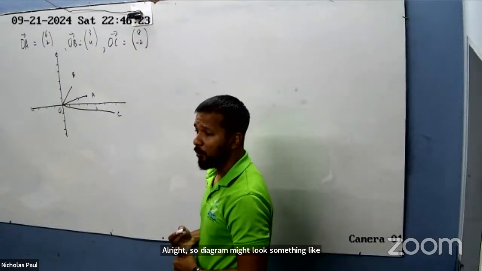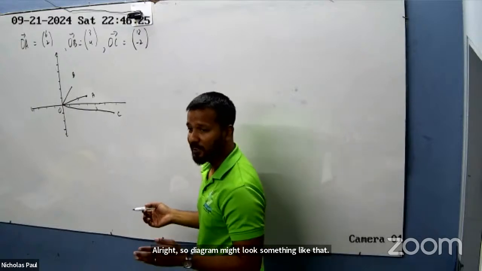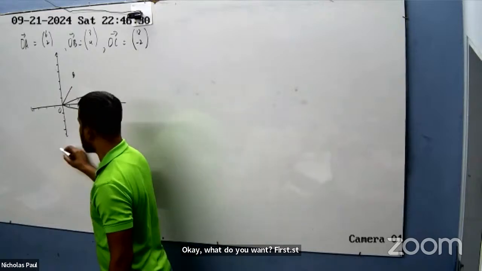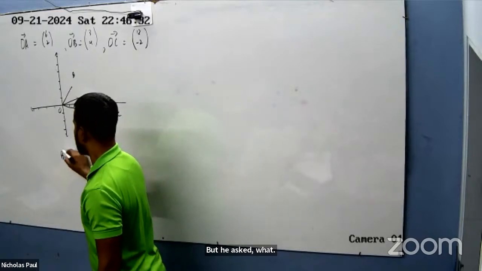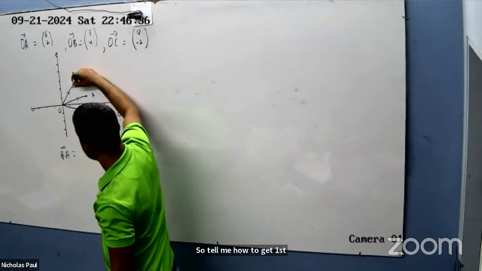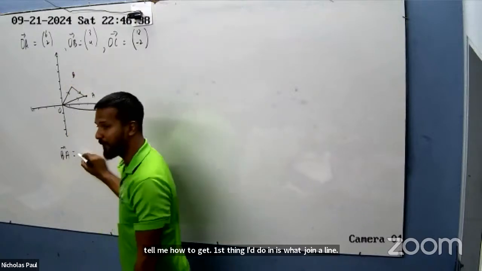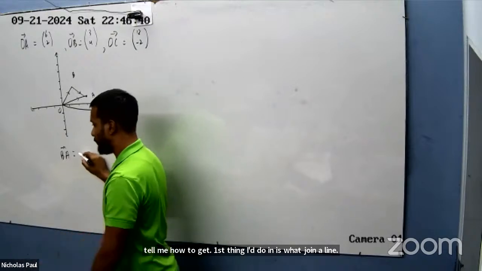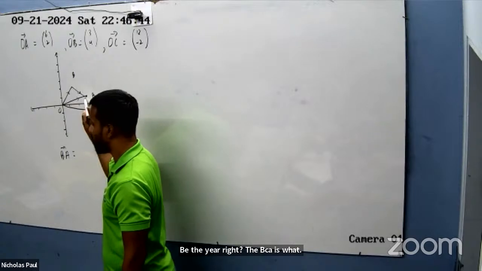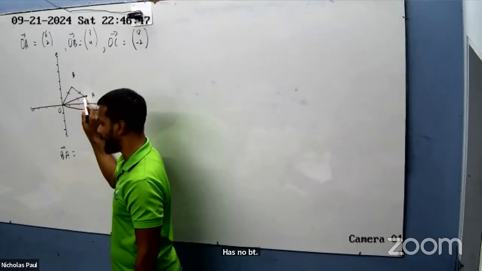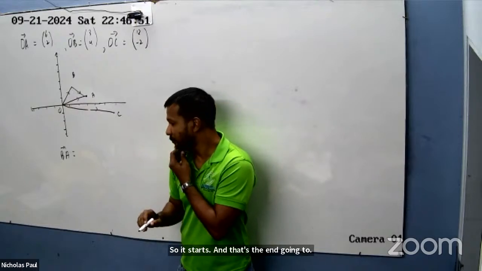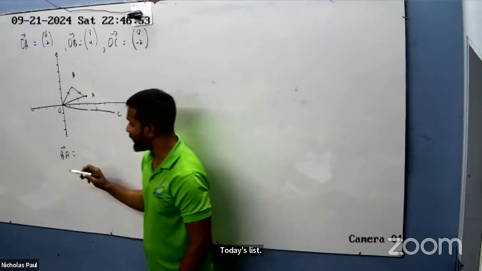Okay? What do you ask for first? Beta. So tell me how to get beta. First thing I'm doing is what? Drawing a line. Beta A, right? So beta A is what? No, beta A. So you're starting at B and you're going to A. So that's what?